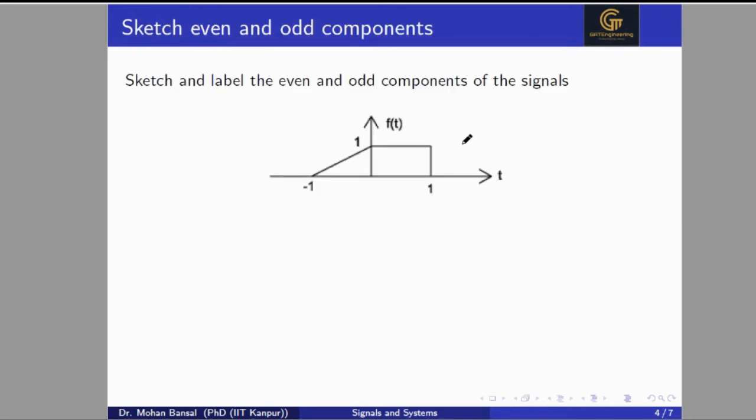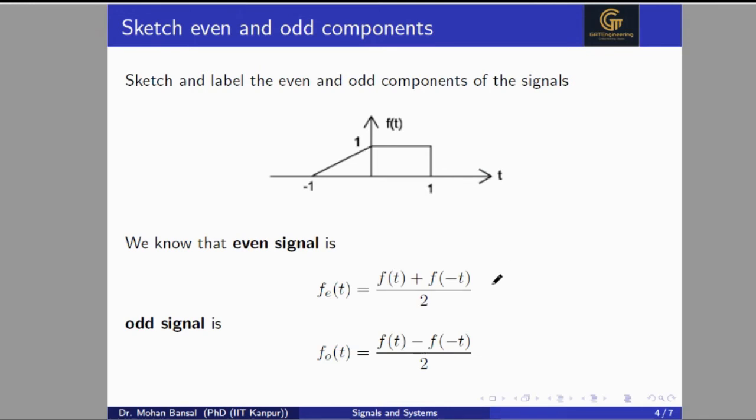Now we will see another problem. We have a diagram that is neither even nor odd, but we have to draw the even and odd signals of this signal. Here the signal is defined between minus 1 and 2, and from minus 1 to 1 the maximum amplitude is 1.